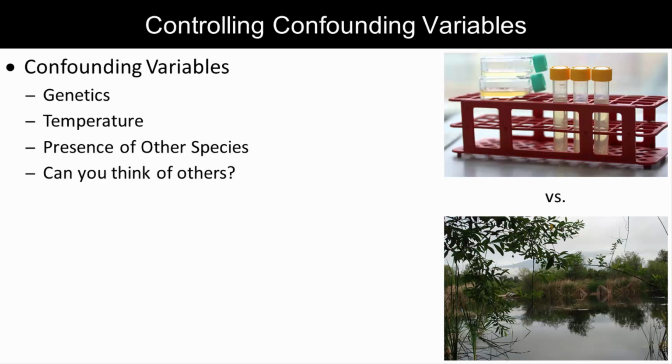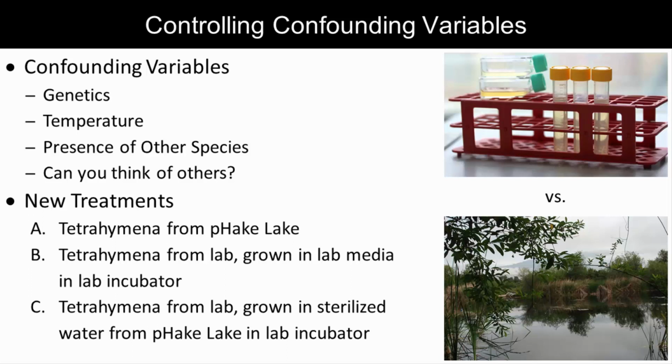But we could design a better experiment that controls for these variables. In addition to the 2 treatments we previously discussed, we'll be adding a 3rd treatment. Take some lake water, sterilize it, inoculate it with some tetrahymena from the lab, and grow it in the same incubator as our lab stocks. Since the tetrahymena originate from the lab stocks, the DNA is the same. Since they're grown in the same incubator, there's no difference in temperature. And since they're in sterilized lake water, there are no other organisms to compete with. Each of these confounding variables is now controlled for.